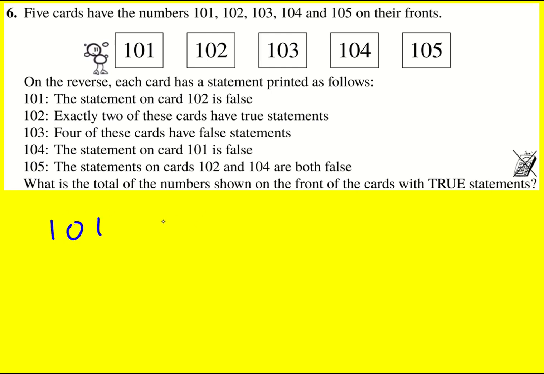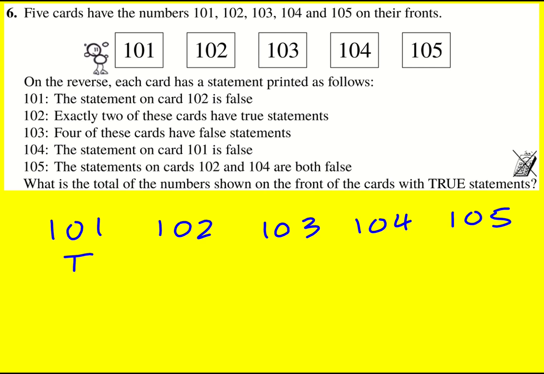So let's write out these cards below: 101, 102, 103, 104, and 105. And then it says on the reverse, each card has a statement printed as follows. And then there's a series of statements. So my approach here is to basically assume that, well, let's go with 101. Assume that one of them is true and see the consequences on all the other cards.